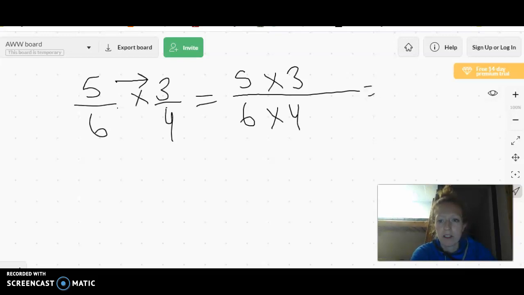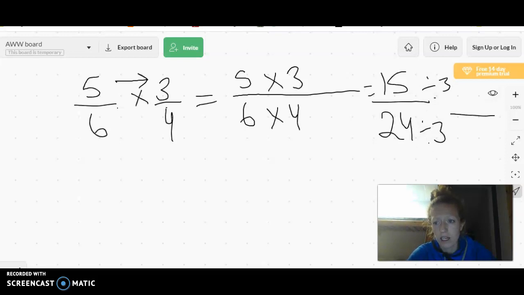So 5 times 3 is 15. 6 times 4 is 24. Beautiful. Just like before, we have to simplify. 15 can be divided by 3, so can 24. So I'm going to do that. Divided by 3. Whatever we do to the bottom, we do to the top. Beautiful. 15 divided by 3 is 5. 24 divided by 3 is 8. And that's your final answer.